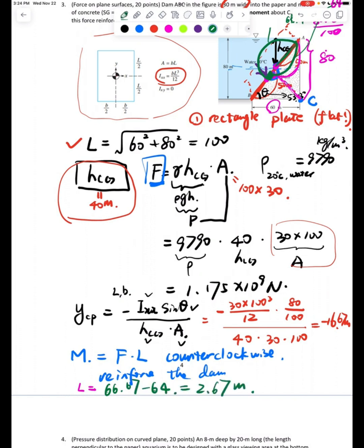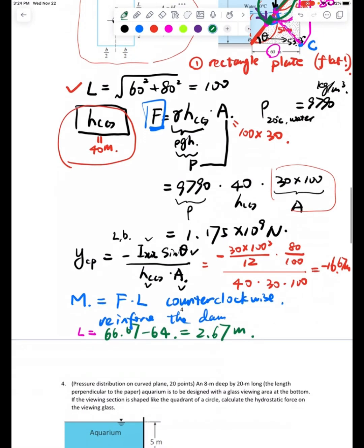So your M, based on this calculation, is around 3.13 multiplied by 10^9 Newton multiplied by meter. And this force will reinforce the dam.